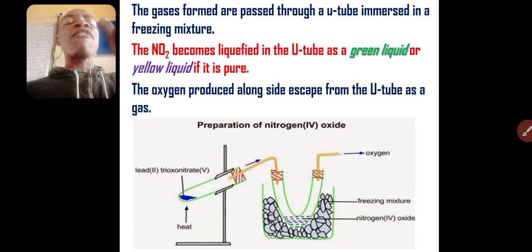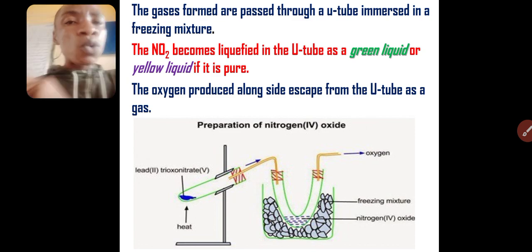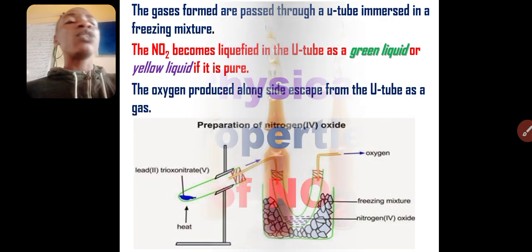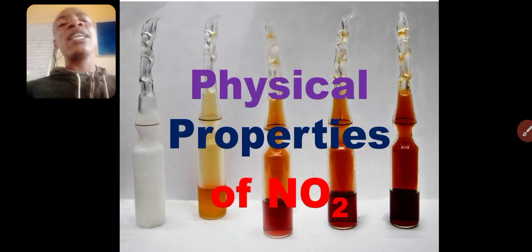The NO2 gas formed in our operation is immersed in a U-tube where the NO2 gas becomes liquefied as a green liquid. The color of NO2 will be green if it is not pure, but yellow if it is pure. The oxygen that is produced alongside the NO2 gas will escape from the U-tube as a gas because it will not be liquefied at the temperature of the freezing mixture.